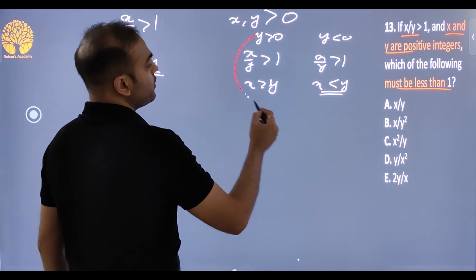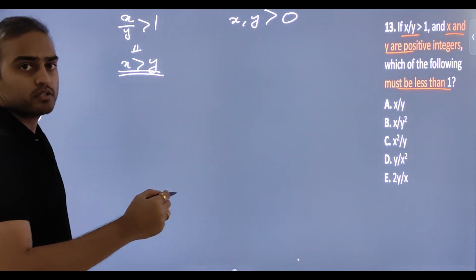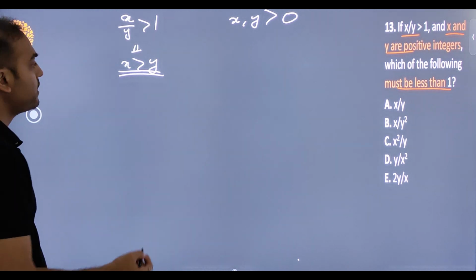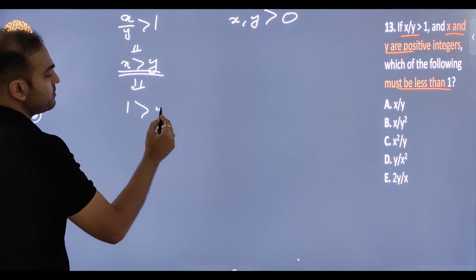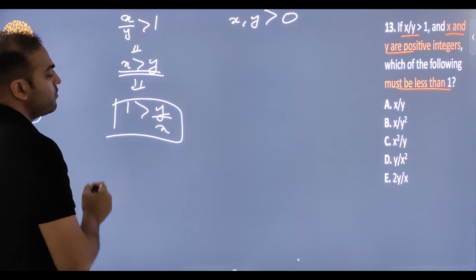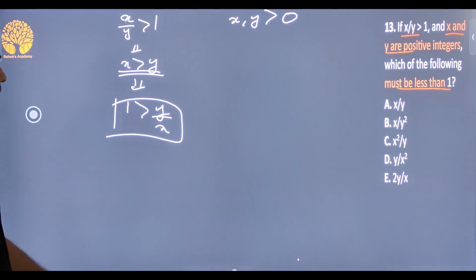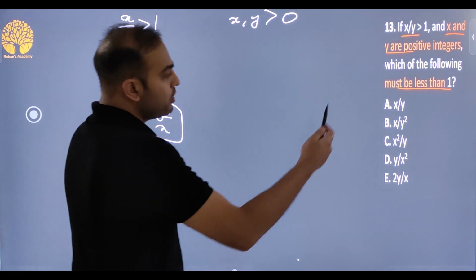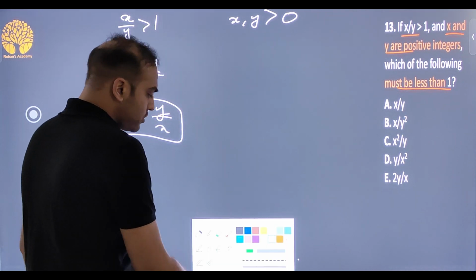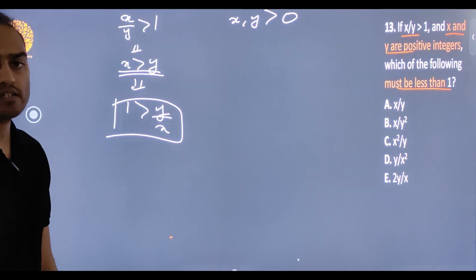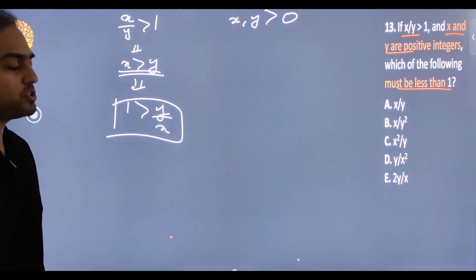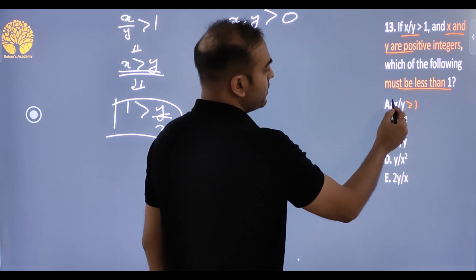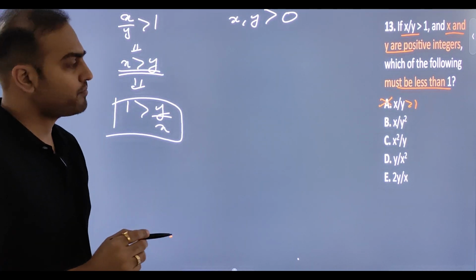Here we already know that x and y are positive, so we can cross multiply and keep the same sign. If I just take this one step further, I get to know y by x is less than 1. But none of these options are y by x. No problem. Let's solve option by option. X by y: from the question itself, I know it is greater than 1. So this can't be it.